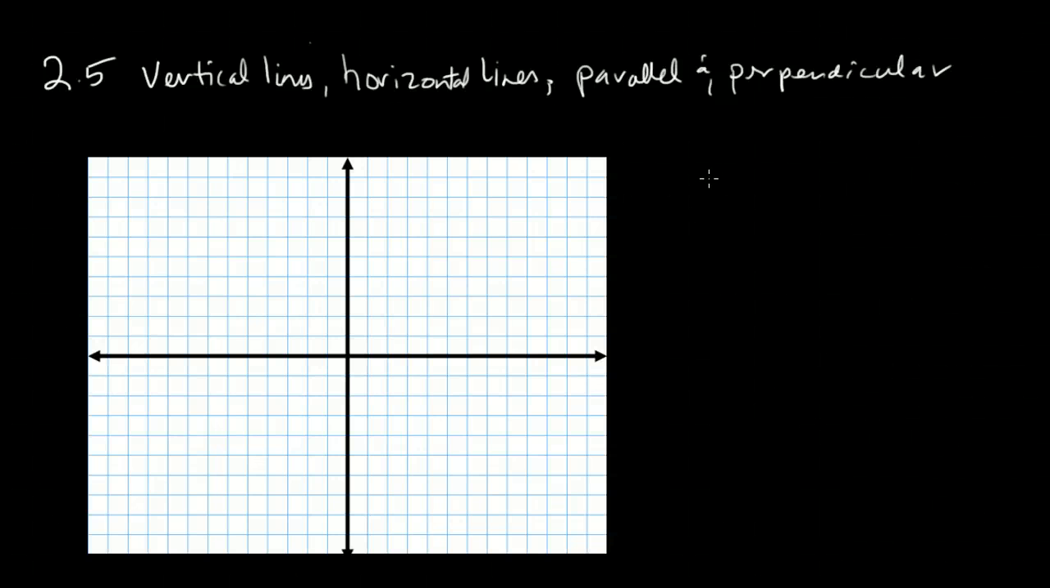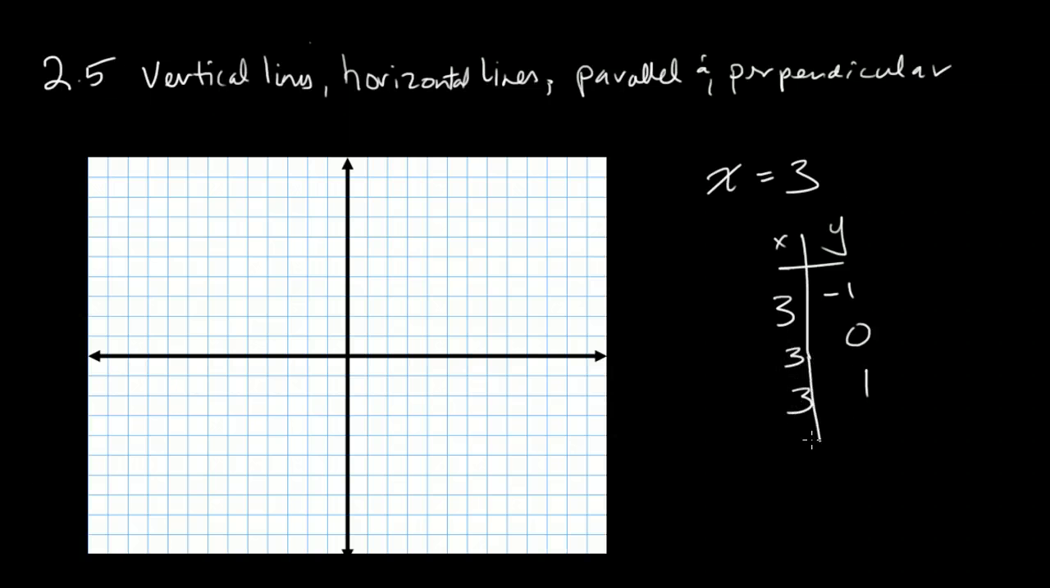Let's try and graph the line x is equal to 3. And let's do it with an xy chart. Well, since our line says that x is equal to 3, then it really doesn't matter what value we put for y. X is always going to be 3.